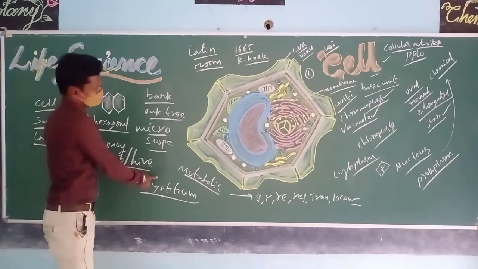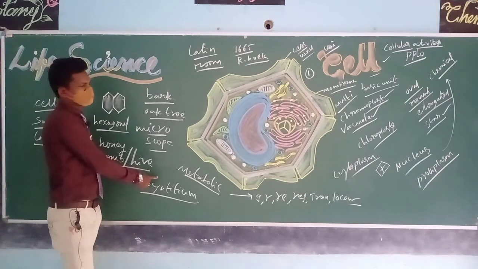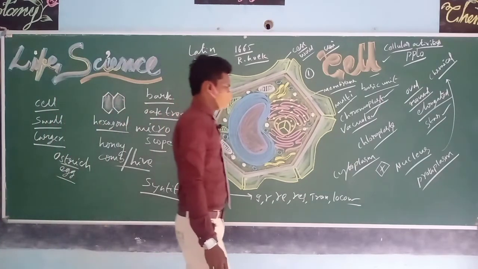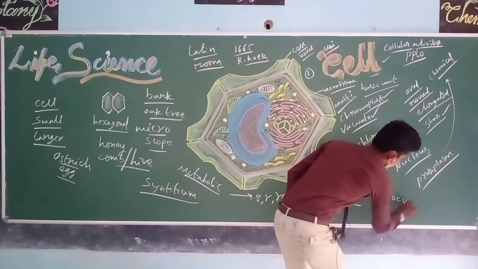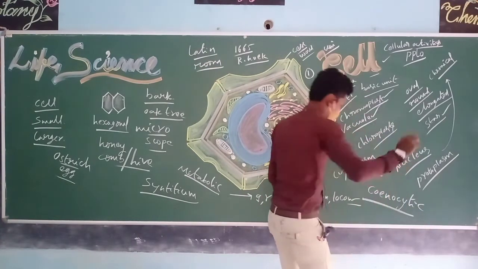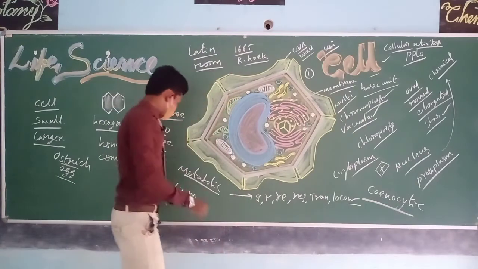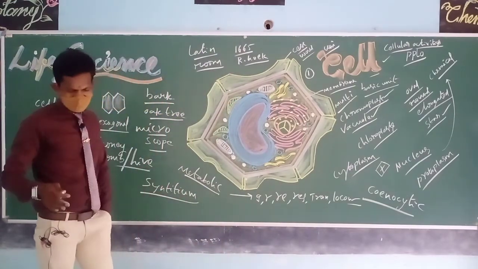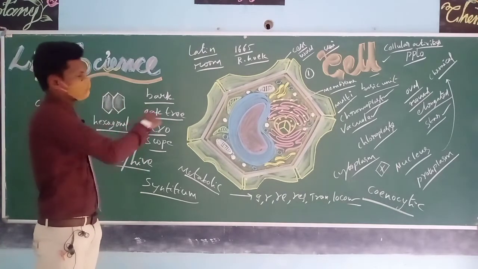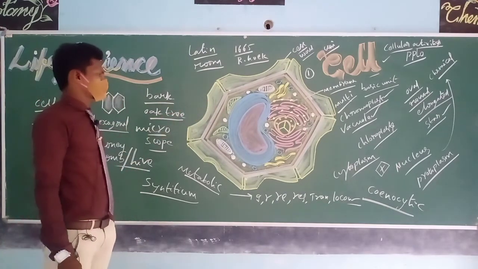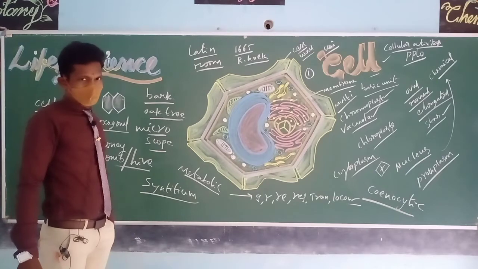In animal cells, the multinucleated condition is called syncytium. Coming to plant cells, the multinucleated condition is called cenocytic. Cenocytic or syncytium, both are multinucleated conditions. Syncytium means animal cell, cenocytic means plant cell.